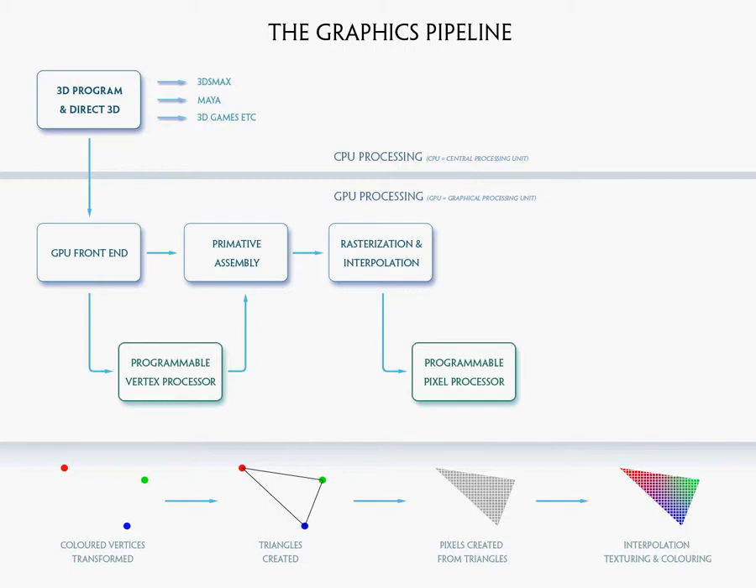After the pixel shader runs here at the programmable pixel processor, the data is sent out to another unit where some final raster operations are performed, and then the pixels are sent to the frame buffer where they wait to be added to the screen. So there you have it, a tour of the graphics pipeline.